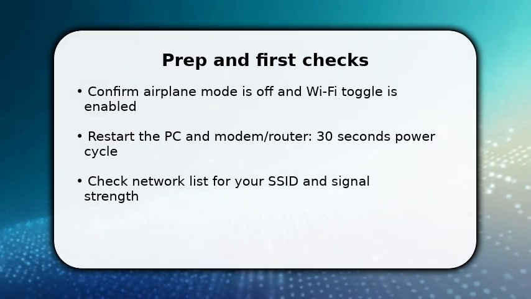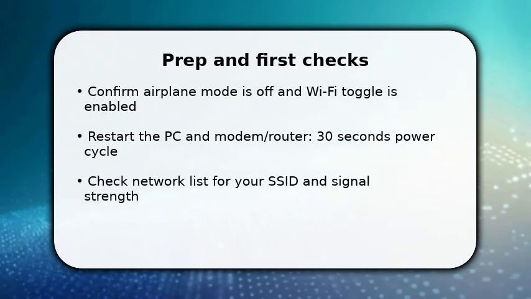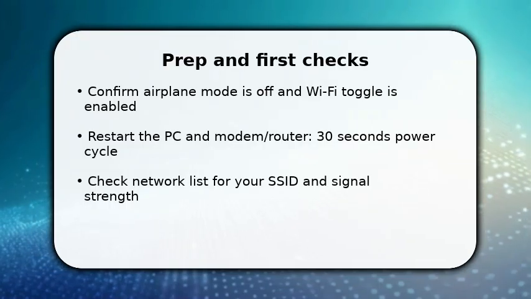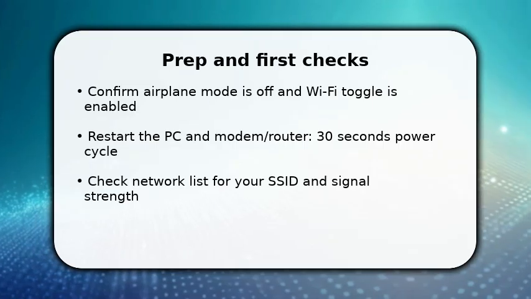You start by verifying basics so you don't chase ghosts. First, make sure airplane mode is off and the Wi-Fi toggle in Settings, Network, is on. Once done, reboot both the PC and the router, unplug for 30 seconds and plug back in, because many issues clear with a power cycle.